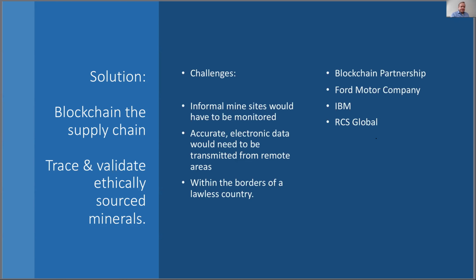Well, the partnership is going to be between Ford Motor Company, who wants the batteries and they want their consumers to feel good about buying their products, and IBM, who's actually going to be coding on the blockchain, and RCS Global, they're going to be the validators. Think of them as like auditors, people who make a business out of saying, hey, the data is going on the blockchain correctly. If they don't get it right, they lose a big account. If they do get it right, they can grow on to maybe other companies like Mercedes or Volvo. So they do have an incentive to get it right. However, who are these people and why should we trust them?